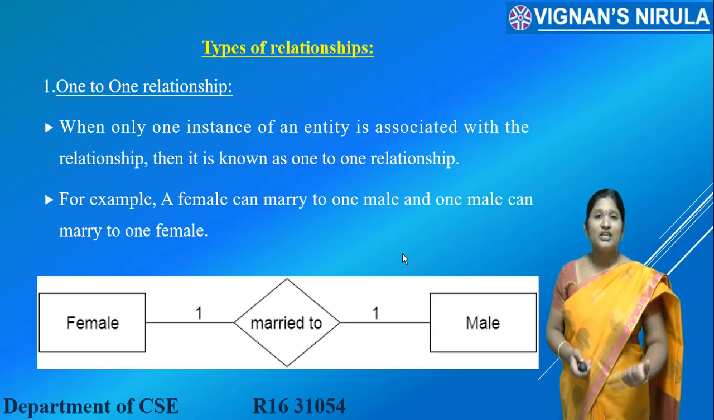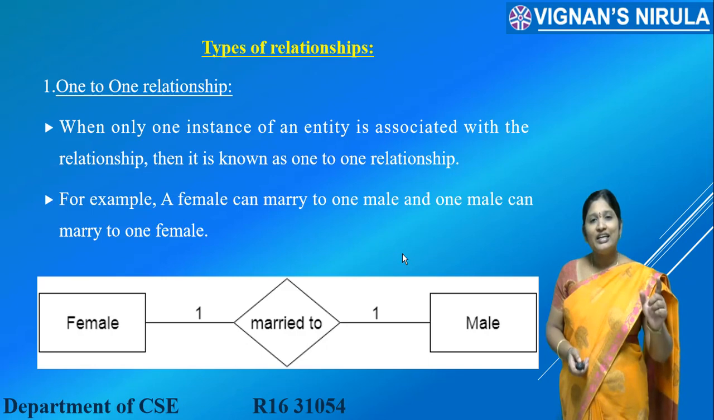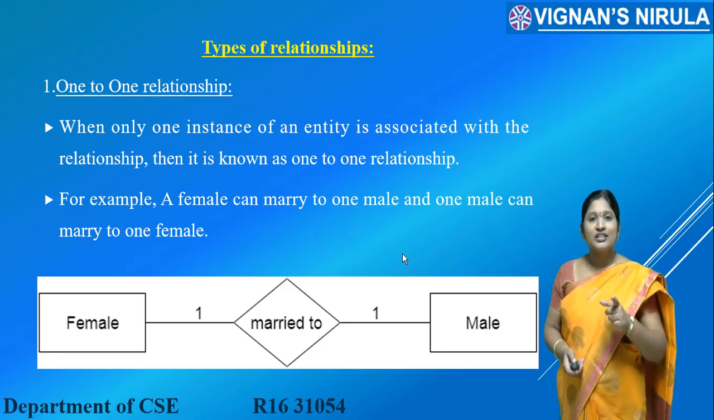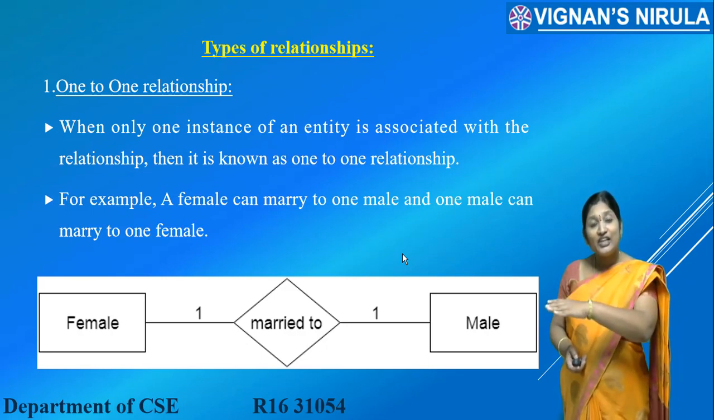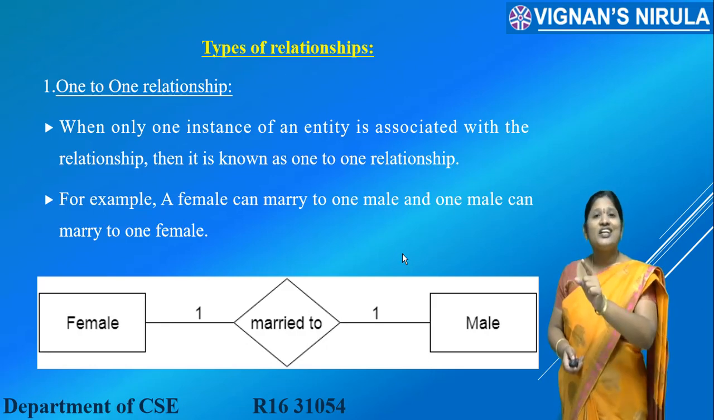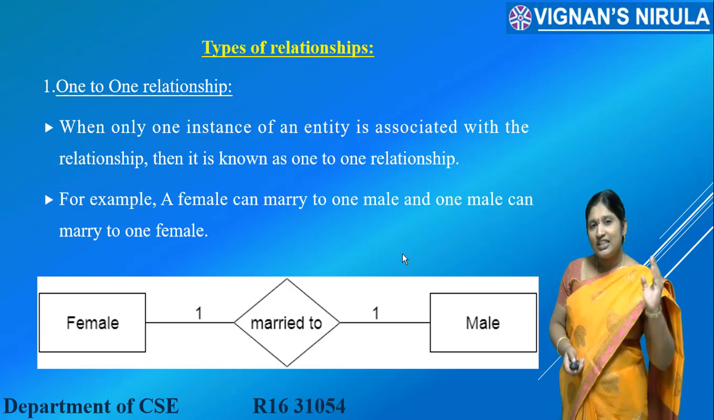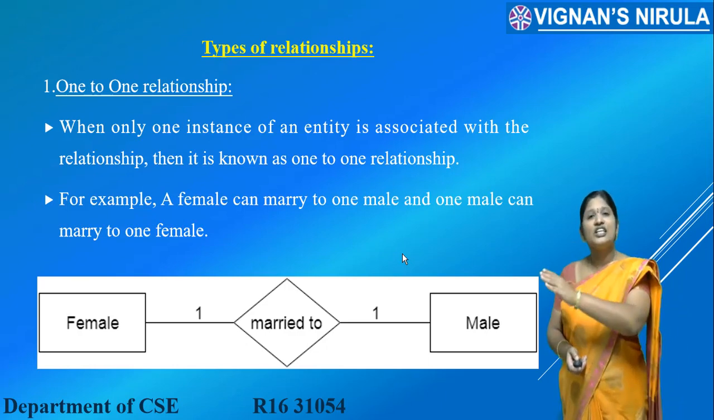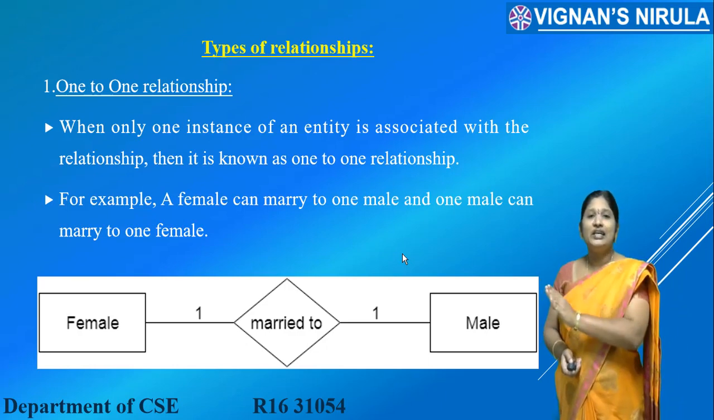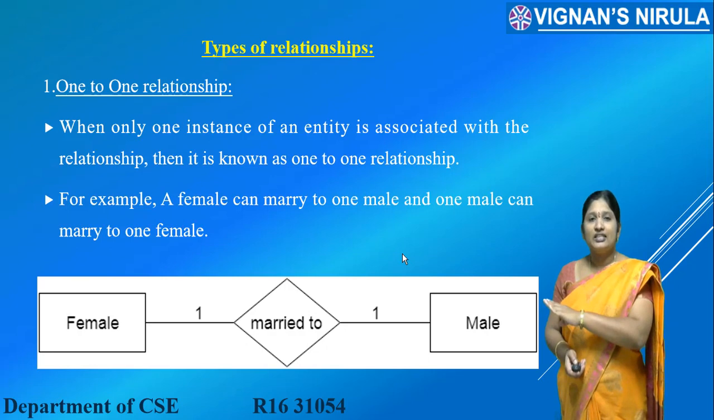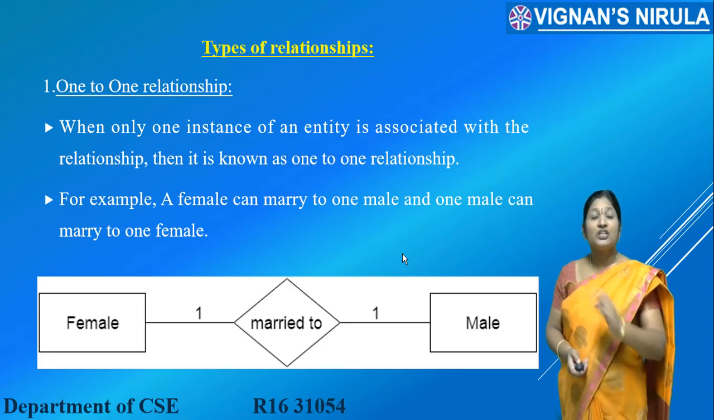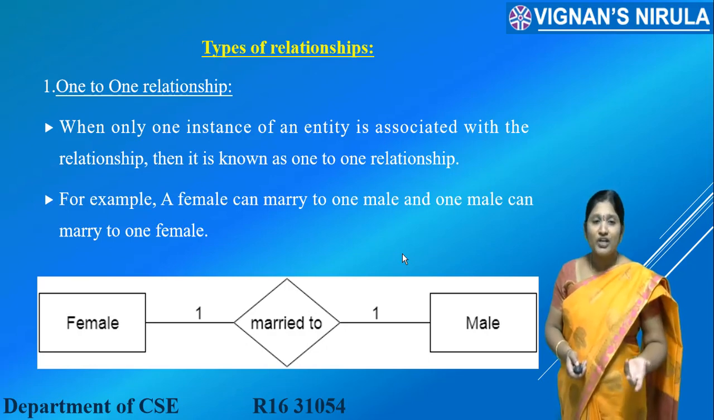As its name indicates, in a one-to-one relationship, one entity in the first entity set is related to only one entity in the second entity set. One entity in the first entity set is related to only one entity in the second entity set. So this type of relationship is called a one-to-one relationship.